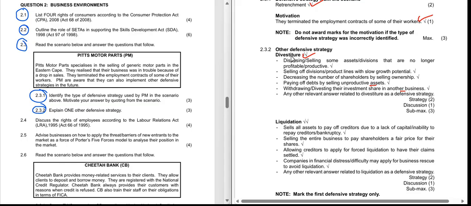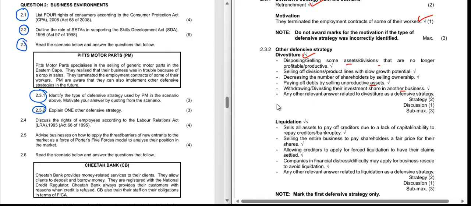Divisions are not profitable. We know that companies might have a lot of assets or other divisions, other branches. If there are other branches that are not profitable, you can close those branches, right? Or if you've got assets that you're not using anymore, you can sell those assets. So that's divestiture. It's a defensive strategy, a method you can engage to survive.